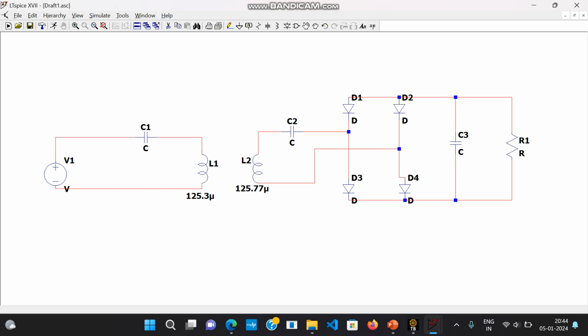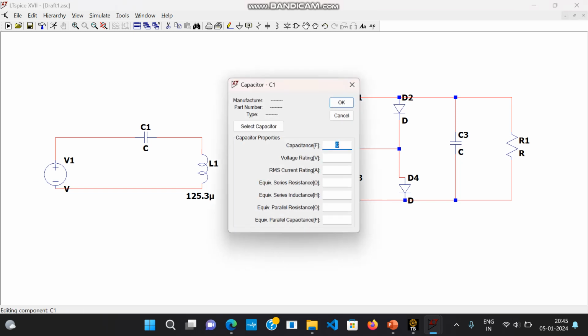125.3 into 10 to the power minus 6. Okay, so it is coming around 27.9 nanofarads. So replace our C1 with 27.9 nano. N stands for nano in LTspice, which is 10 to the power minus 9.